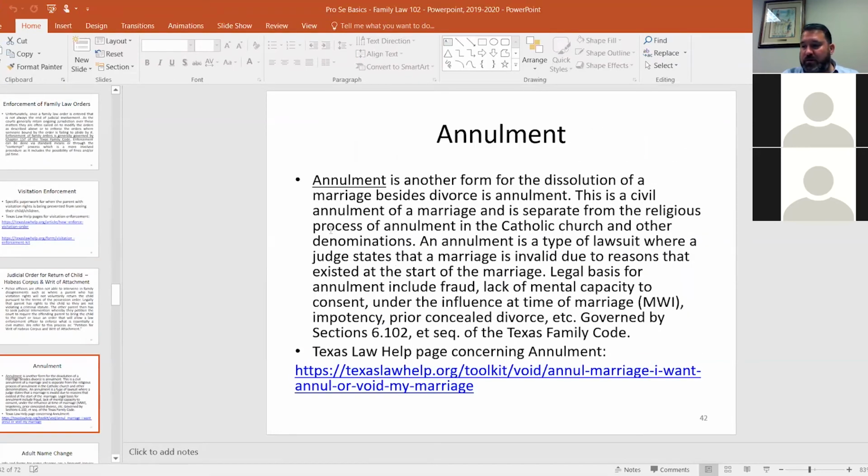Annulment, it's a form of dissolution of marriage. We have paperwork for that via Texas Law Help. You've probably heard the term. There's a civil annulment and there's a religious annulment as well. Obviously, what we deal with here is the civil side of it, things that can be handled by the courts.